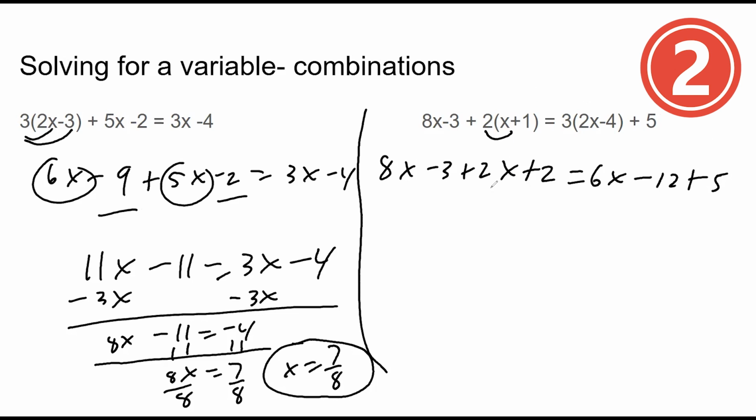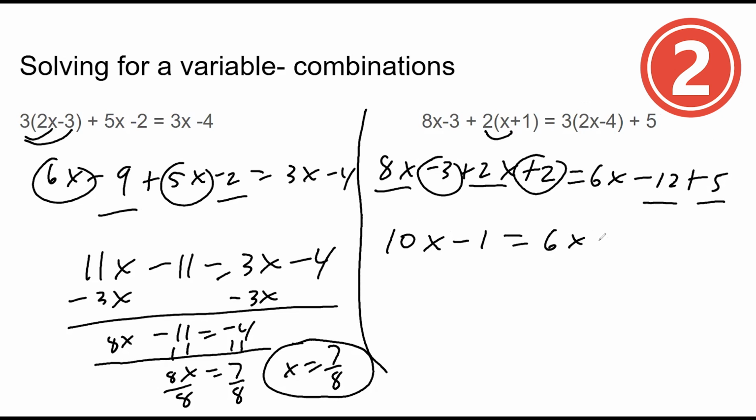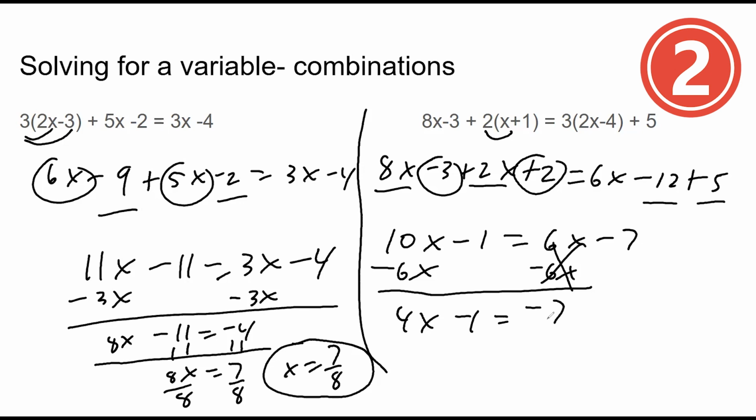Now I'm going to combine like terms on each side before I start moving anything over. All right, 8x and 2x is 10x. Negative 3 and positive 2 is negative 1 equals 6x. Negative 12 plus 5 is negative 7. All right, I'm going to move the negative 6x over to get that to go bye-bye. That goes bye-bye. And that gives me 4x minus 1 equals negative 7.